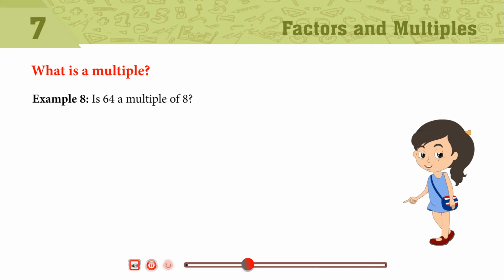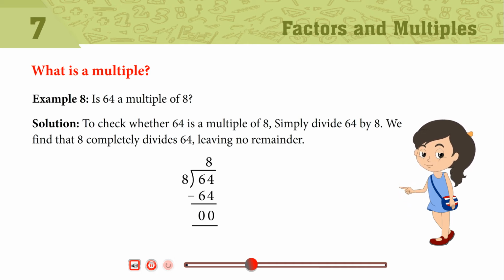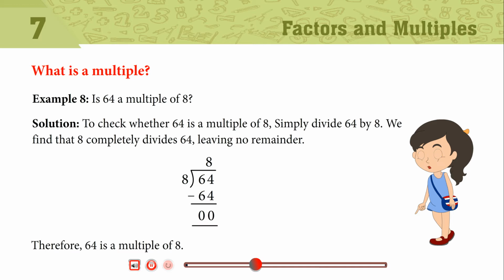Example 8. Is 64 a multiple of 8? Solution. To check whether 64 is a multiple of 8, simply divide 64 by 8. We find that 8 completely divides 64, leaving no remainder. Therefore, 64 is a multiple of 8.